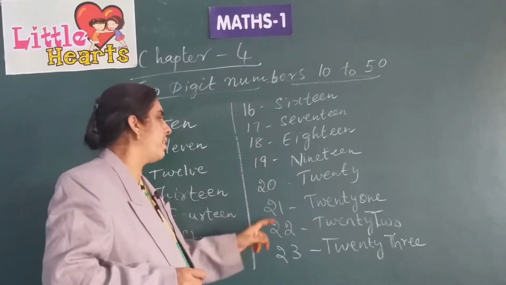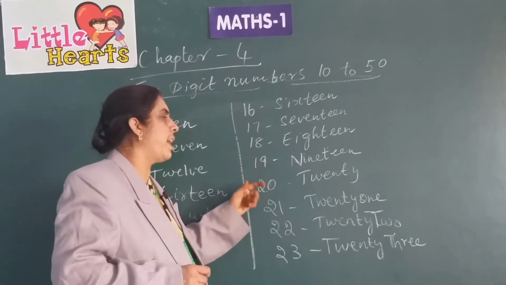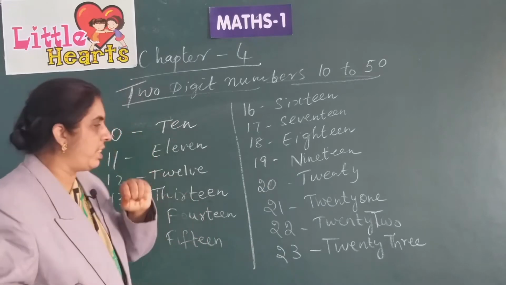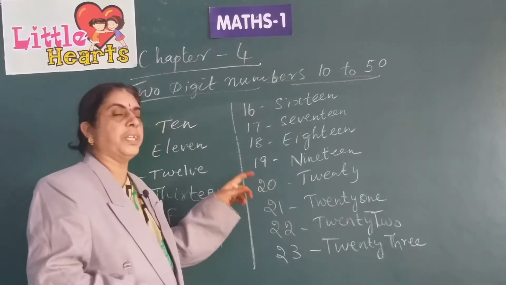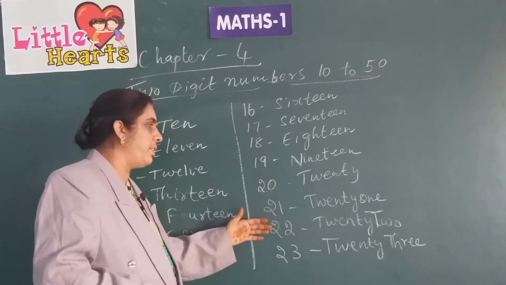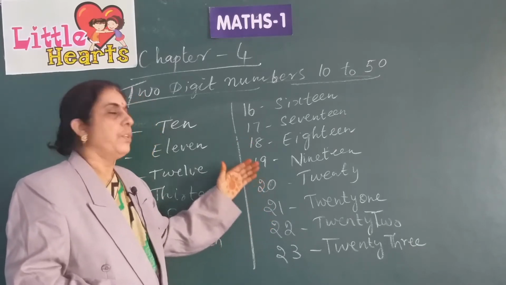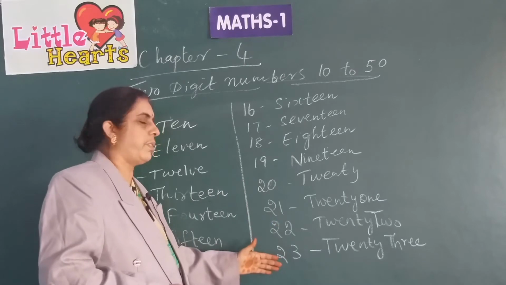1 and 9. After 19 comes 20, that is 2, and 2 followed by a 0 is 20. In the same way, we shall continue from 20, 21, 22, 23 like that.